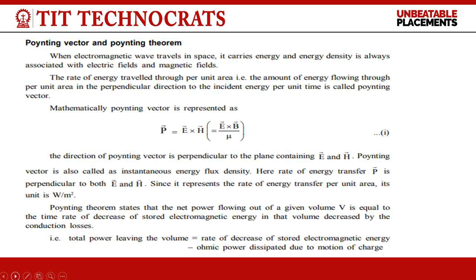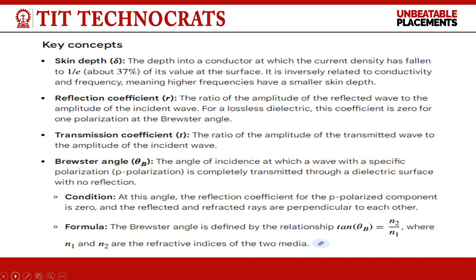The Poynting vector is also called the instantaneous energy flux density, and here the direction of energy transfer P is perpendicular to both E and H. Since it represents the rate of energy transfer per unit area, its unit is watt per meter square. The theorem also states that the net power flowing out of a given volume is equal to the time rate of decrease of stored electromagnetic energy in that volume, decreased by the conduction losses. That is, total power leaving the volume is equal to the rate of decrease of stored electromagnetic energy minus the ohmic power dissipated due to motion of charge.